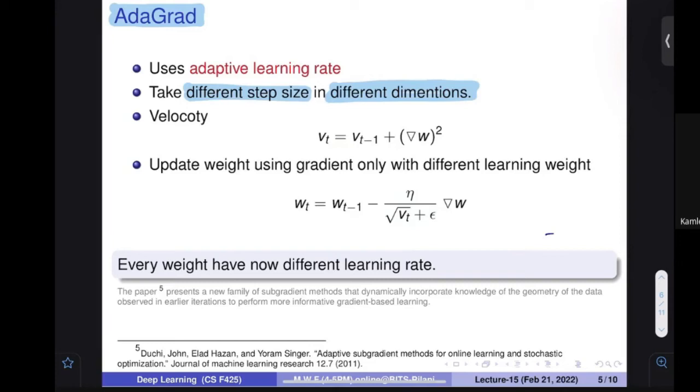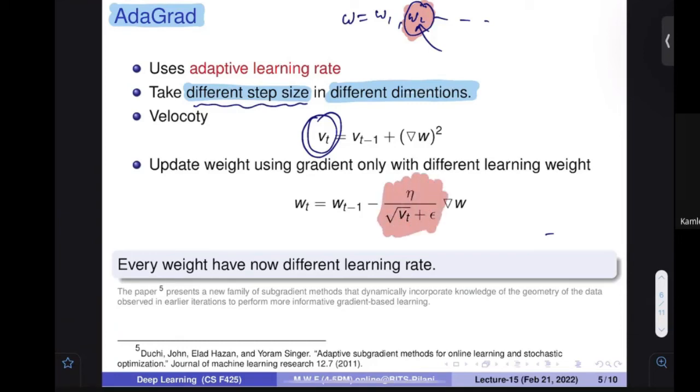Different dimensions means different weights. You know the weight is a vector with W1, W2, and so on. Based on how W1 and W2 change using this quantity, your step size is going to change. Based on the properties of each parameter, the learning rate adjusts itself. So now every parameter has its own learning rate. Very interesting idea.